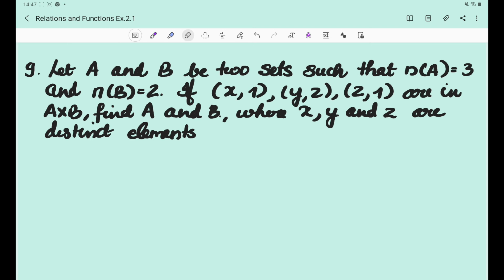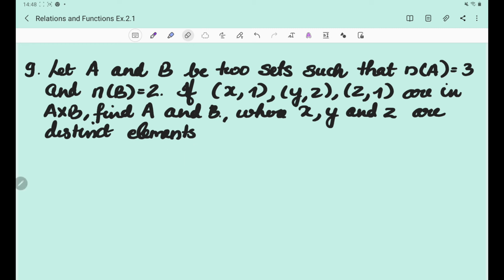So let's now do the ninth problem. Let A and B be two sets such that n of A is equal to 3 and n of B is equal to 2. If (x, 1), (y, 2), (z, 1) are in A cross B, find A and B where x, y and z are distinct elements. So we have to find the elements of A and B, and some of the elements of A cross B are given. So we know what a Cartesian product of two sets is. If there are two non-empty sets A and B, the set of all ordered pairs (x, y), where x belongs to A and y belongs to B, is called the Cartesian product of A and B.